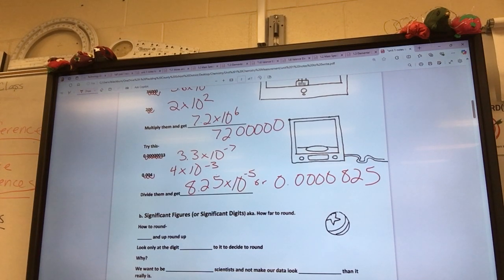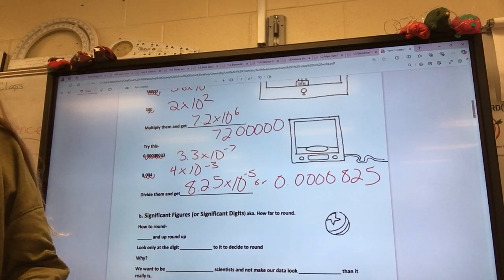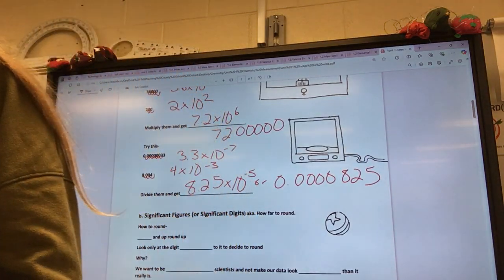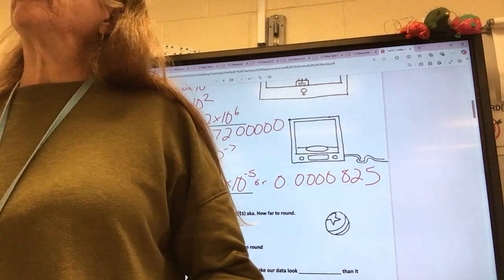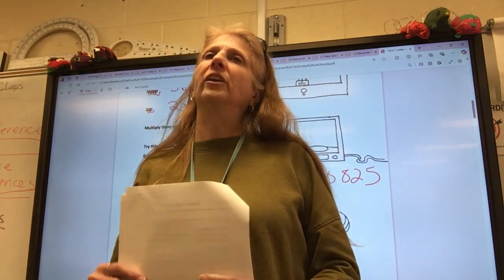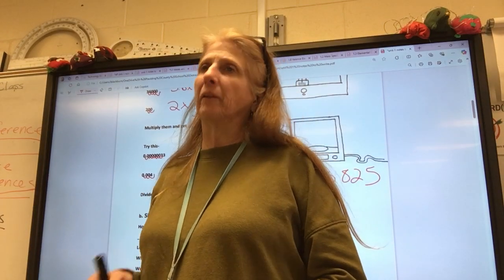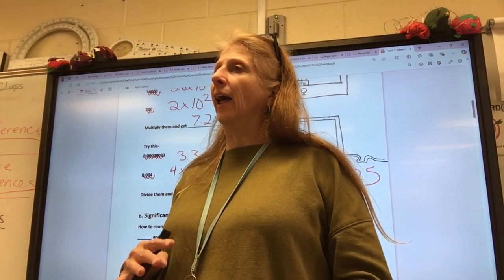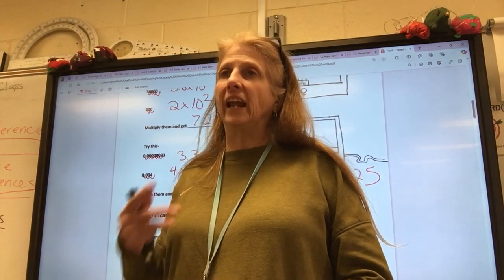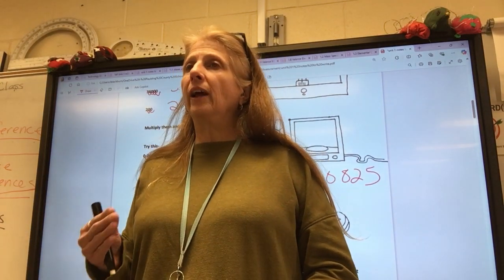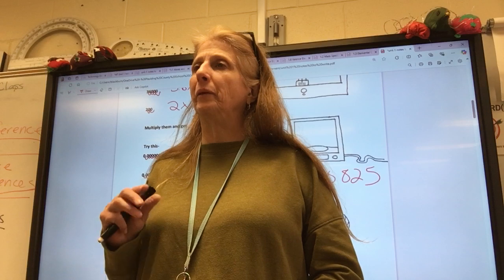Next idea. Okay, so we want to be honest scientists, and we don't want to make it look like our lab equipment is better than it is. So if I said that I had measured something to 0.000000429, that's saying I have some really expensive equipment that can measure that finely. So when we do math on our data, we need to know where to round so we don't make it look like our equipment is better than it is.